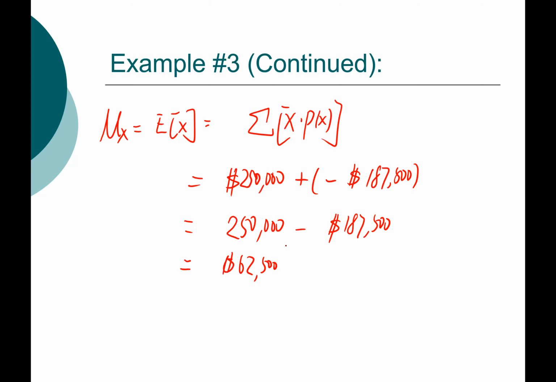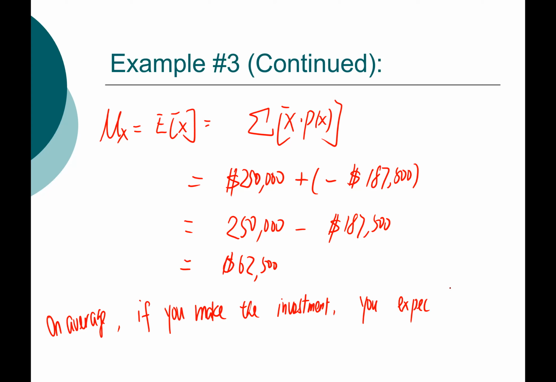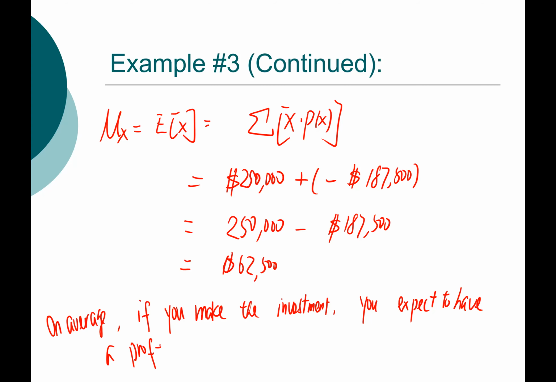That means this is a good investment because you do have a positive return. So on average, if you make investments, you expect to have a gain or profit of $62,500. So definitely, if you have 250,000 to invest, it's not a bad idea, right? Invest in this particular project. All right, that's how you tackle the question, analyze it, and get a conclusion about this investment.